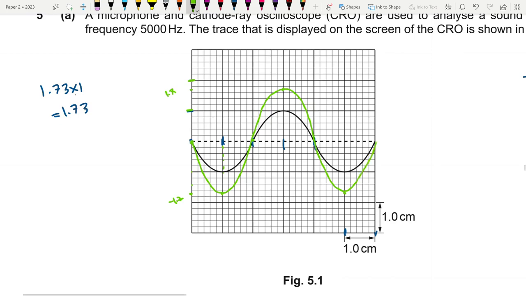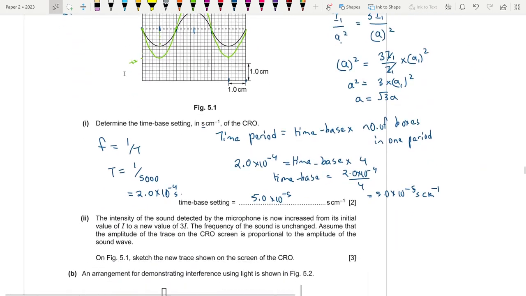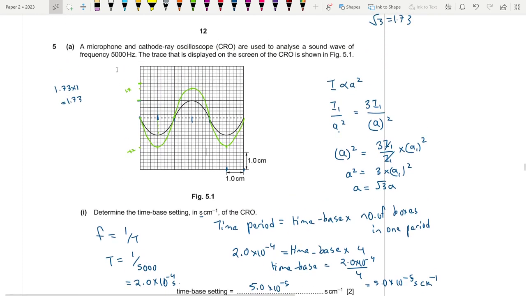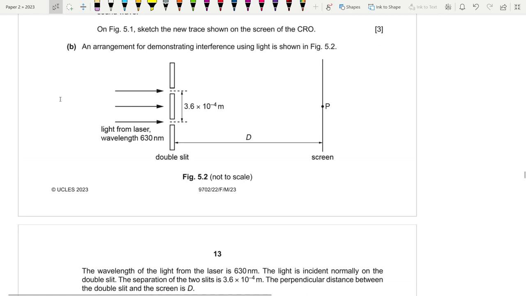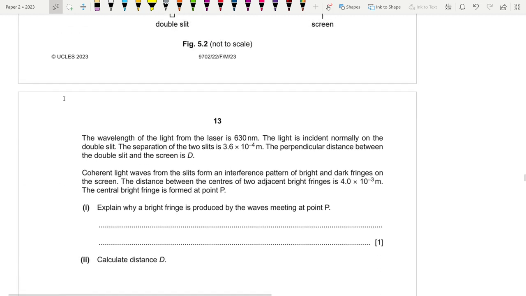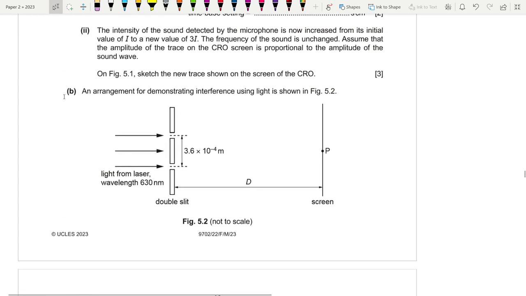Here you go. This is how you get full marks for that. Anyway, moving on to question number B. This is a double slit. Oh, yeah, it's a double slit. X equals lambda D by a. Explain why the bright fringe is produced by the waves meeting at P. So what is P? P is the central maximum, right?